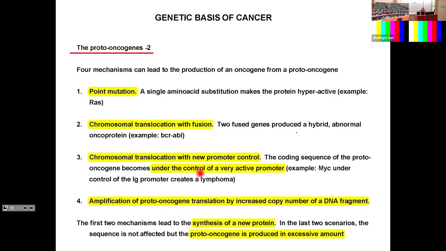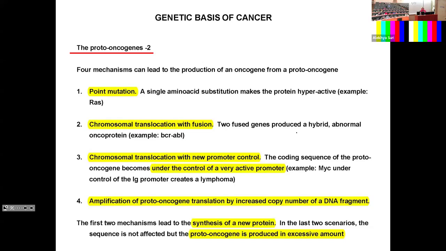Then the chromosomal translocation with a new promoter. That is a very classic example. For example, what happens in the lymphomas? This is not a solid tumor, right? But in the lymphomas, the lymphocytes, if you see the immune system, the lymphocytes produce immunoglobulins, right? That is the main role. So imagine that the immunoglobulin promoter is very strong because they need to produce a lot of immunoglobulins.